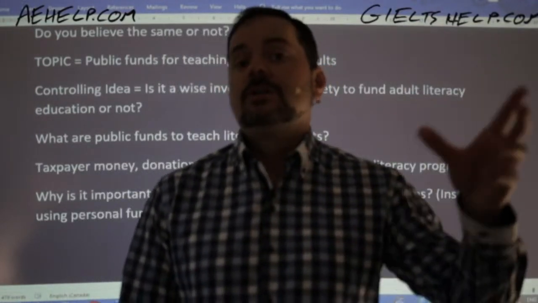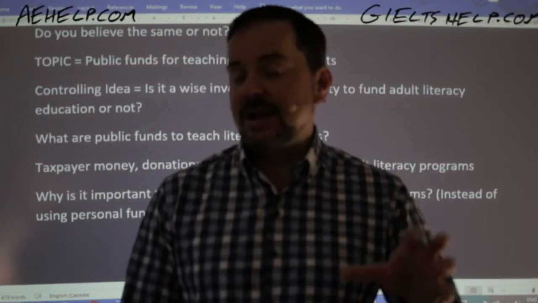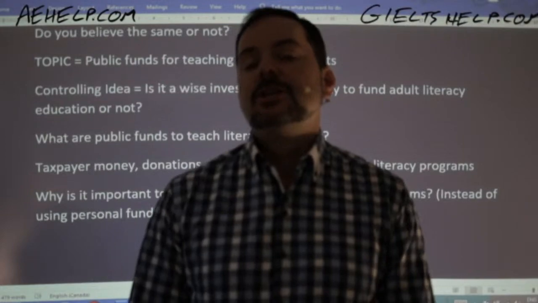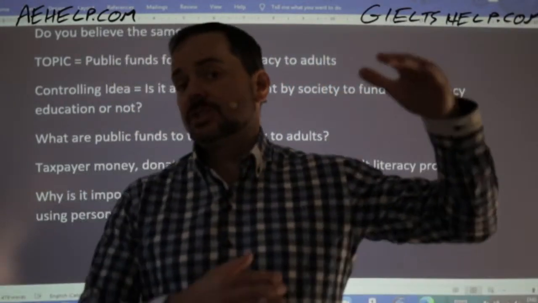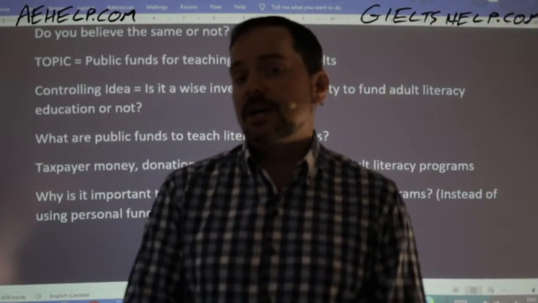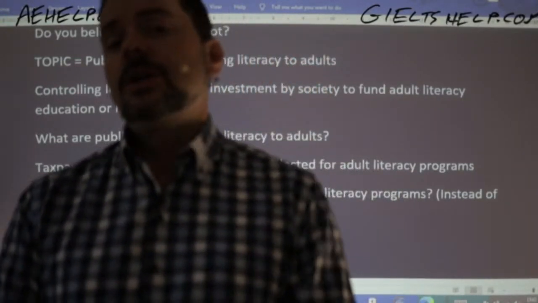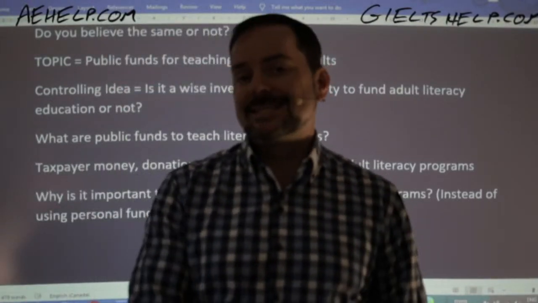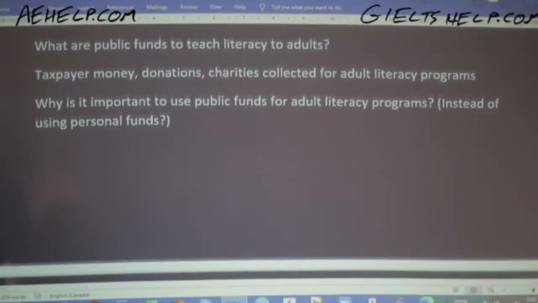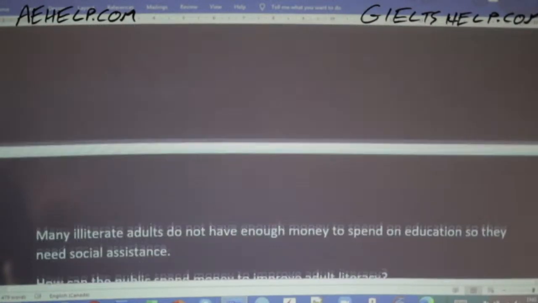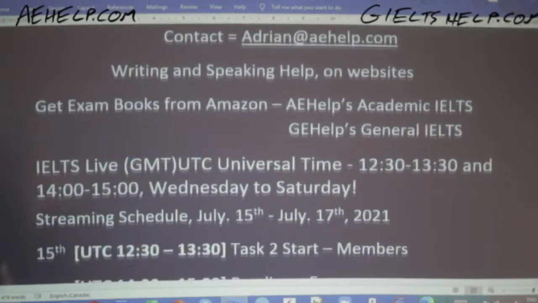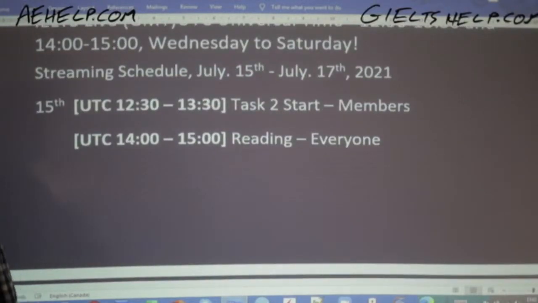So hook, background, thesis, body paragraph one with topic, explanation, example, connection. Okay, body paragraph two. So now we're just putting it together like a recipe, all right? So finish the introduction, that's your homework, and then tomorrow we're going to put the whole essay together, okay? All right, so planning is the key. That is the emphasis of today's lesson.